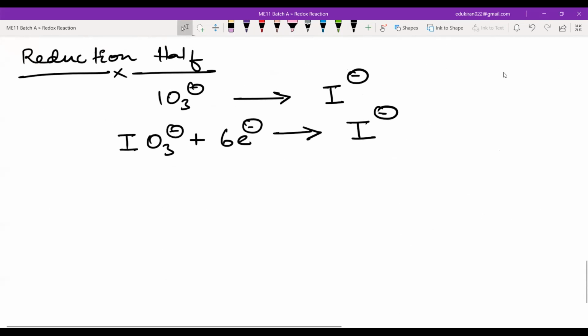What happened, guys? I'm asking the net charge now. There is IO3 negative which has a negative charge, and there are 6 electrons which have negative charges, 1 negative charge on each of the electrons. So tell me, what will be the total negative charge here?